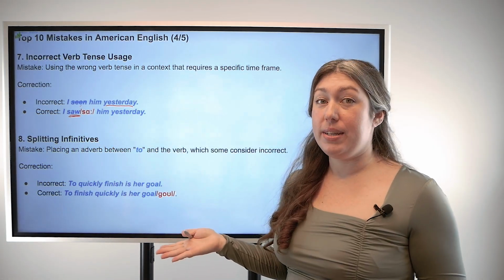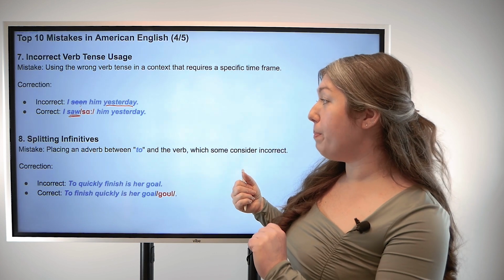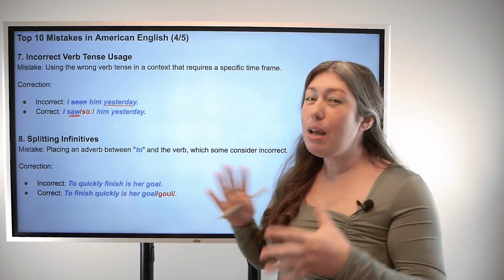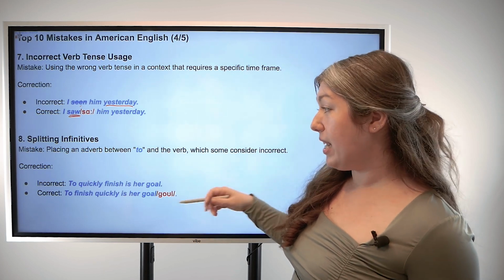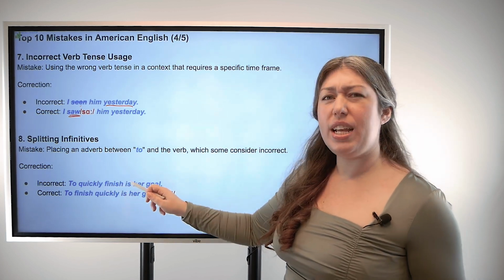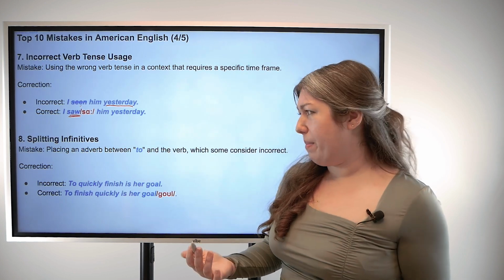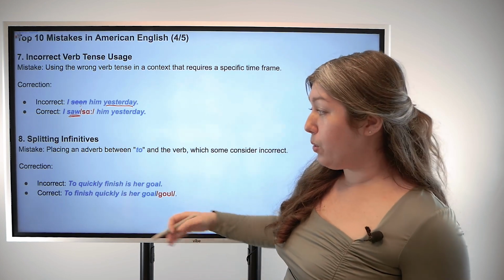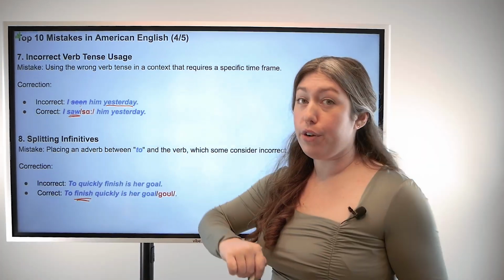The next most common mistake is splitting infinitives. By placing an adverb between to and the verb, sometimes people consider this to be incorrect. For example, to quickly finish is her goal. This sounds a bit strange in English and it doesn't quite make sense. The correct use would be to finish quickly is her goal, using the verb first.